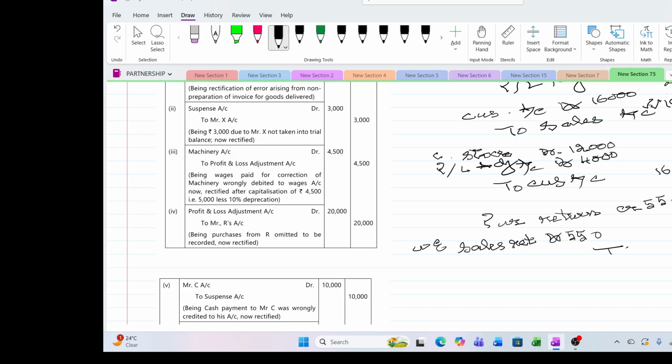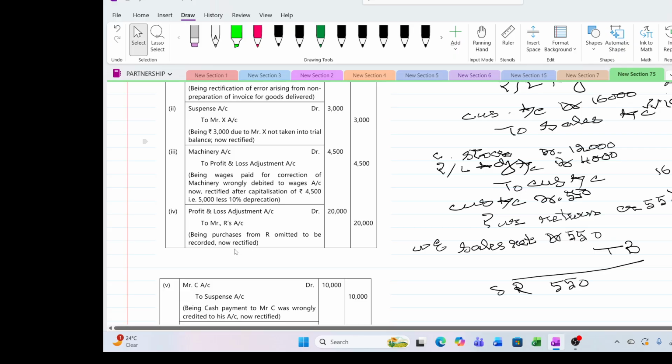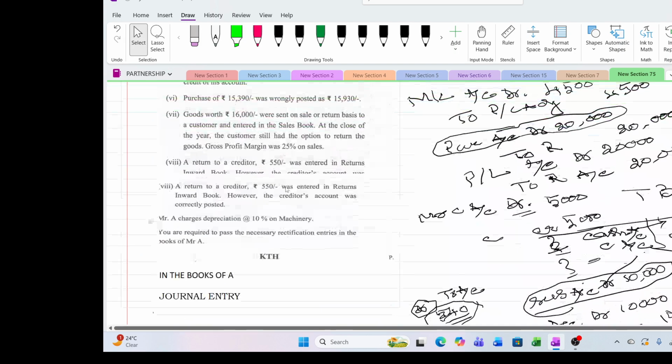In your trial balance, there is a debit of 550. Sales return account debit is appearing, but credit is not appearing. The customer account is debited. However, the customer account is correctly posted. So customer account is debited, a return to a creditor.